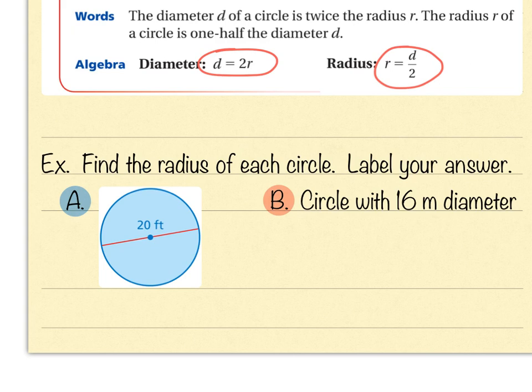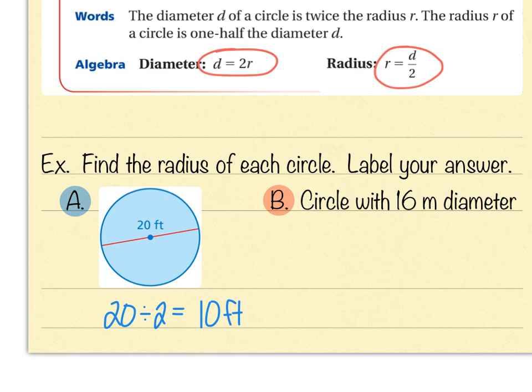Here in circle A, we have a circle that has a diameter of 20 feet, and we are supposed to find the radius of the circle. Well, since the radius is half of the diameter, we really just need to do 20 divided by 2. And that means the radius is going to be 10 feet. Obviously, we're going to have a ton of labels in this section because everything's going to have some sort of feet or inches or meters or whatever the label is.